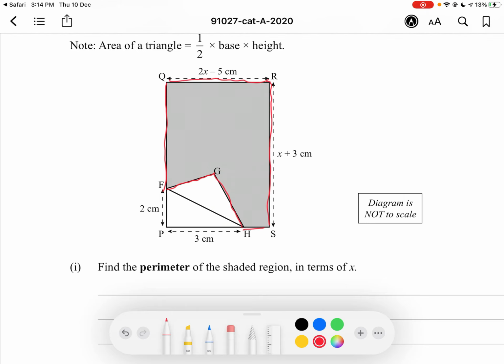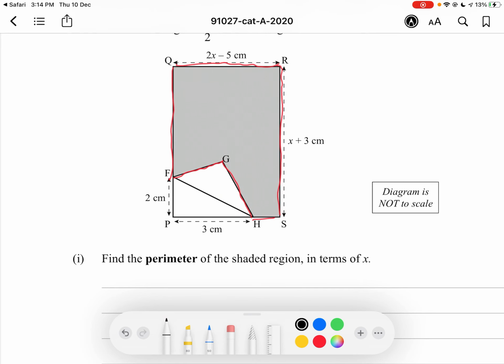Alright, so we just need to add up the terms. So we have 2x. We call it P, so P equals 2x minus 5, plus x plus 3, plus all of these small points there. So that will be plus 2x minus 5, minus 3.